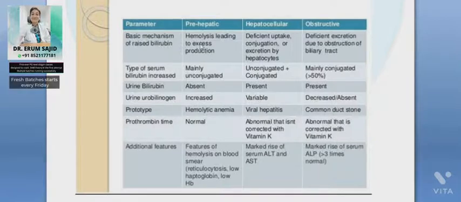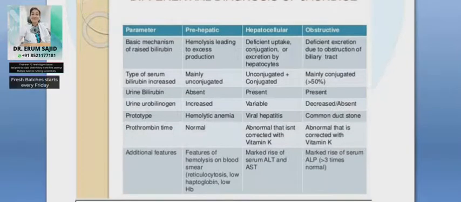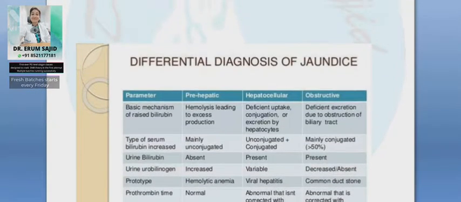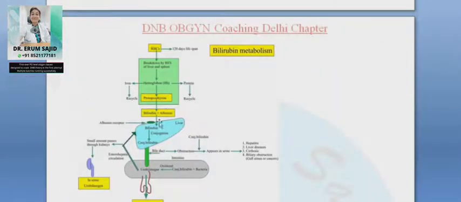So basically in prehepatic, what are the causes? Prehepatic means before the liver. The reasons for increase in bilirubin are basically the causes in which there is more hemolysis. For example, can you see over here? Before it even enters the liver, if this hemolysis increases, it will give rise to unconjugated bilirubin because of hemolysis. But if there is some problem with the liver, the kind of bilirubin that is going to increase in the body will be both conjugated and unconjugated.